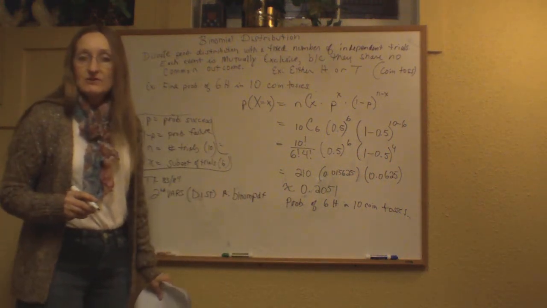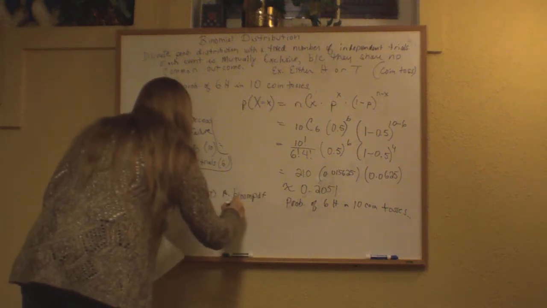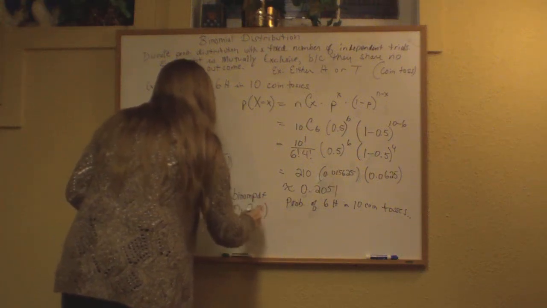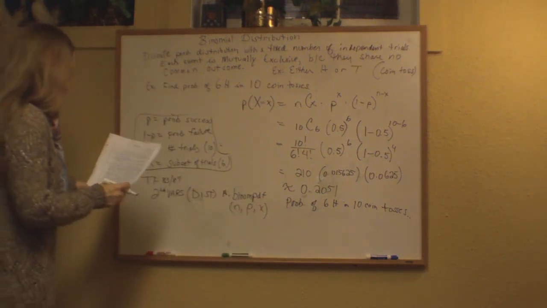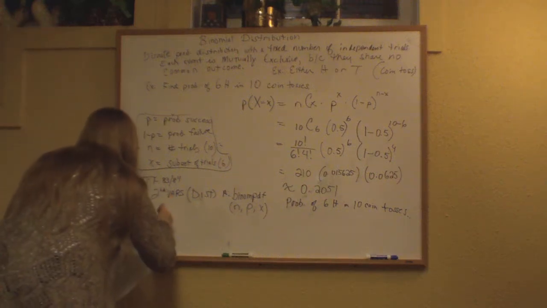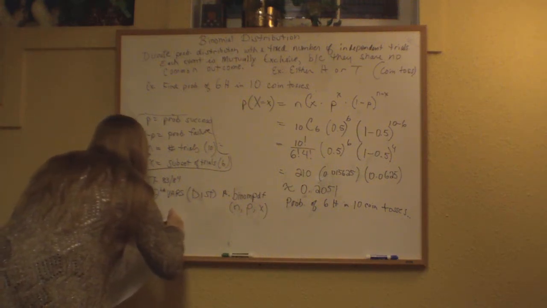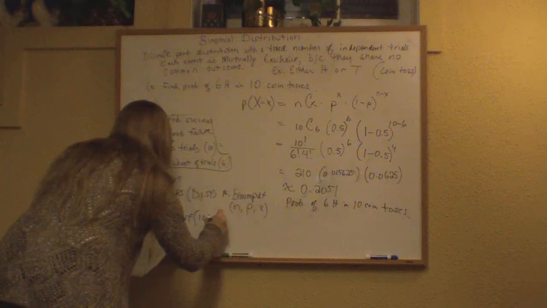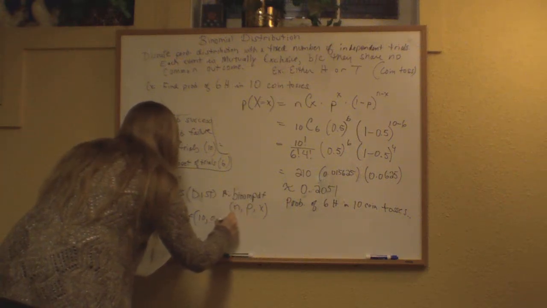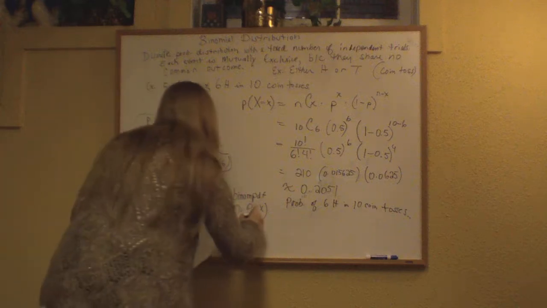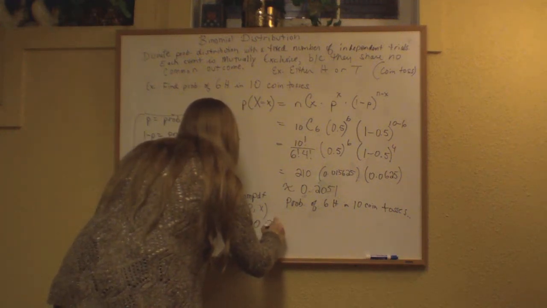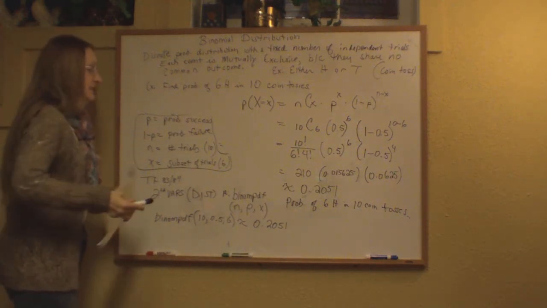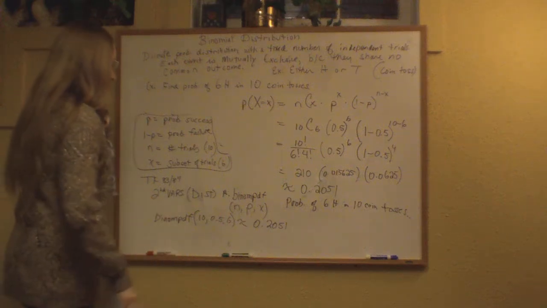And it requires you to enter your data in the following format. It wants your n, followed by the probability, followed by the x. So in this case, you go to get the Binomial Pdf, and you enter 10, 0.5, 6. And when you hit enter, you'll get approximately 0.2051, which is exactly the same as we did by doing it the long way, the manual method by hand.